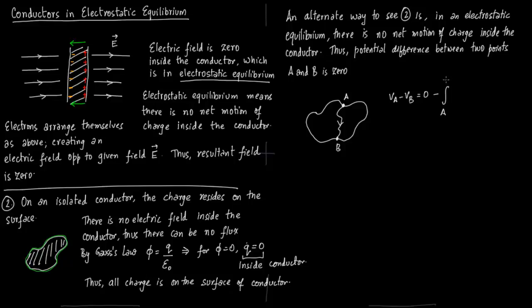Now this 0 is equal to minus the integral of E vector dot dx vector. Since the displacement from A to B is non-zero, the only way this is possible is if the electric field is zero. Again, electric field is zero means flux is zero, which would imply charge is zero inside the conductor.